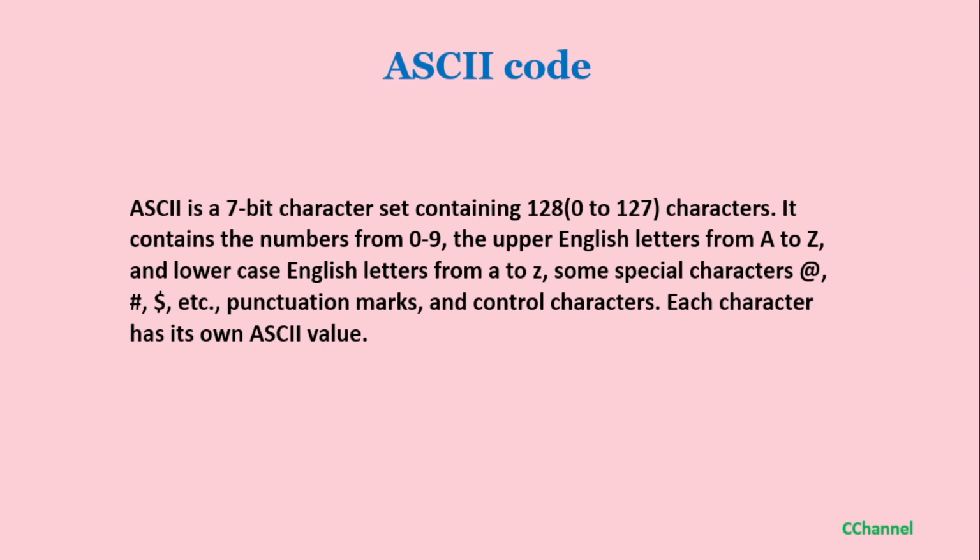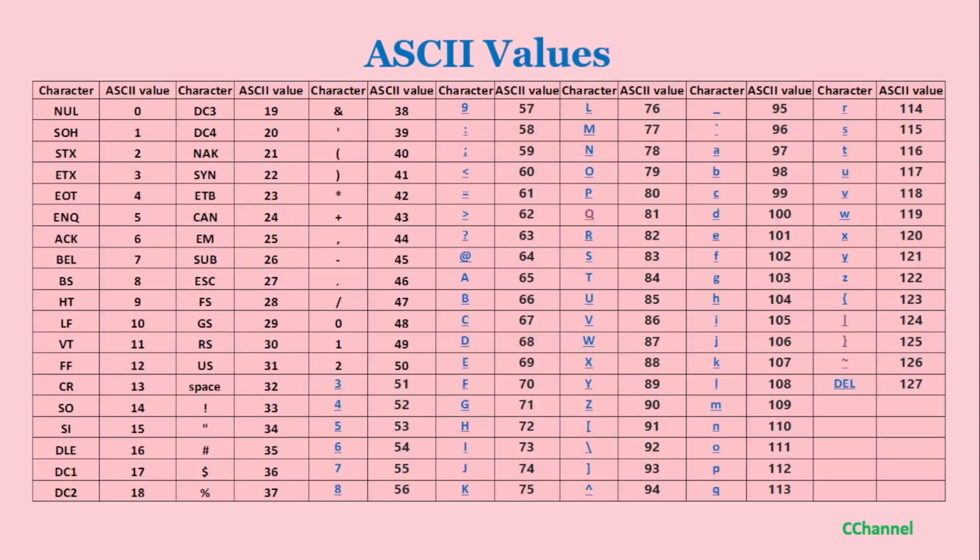It contains the numbers from 0 to 9, the uppercase English letters from A to Z, and lowercase English letters from a to z, some special characters like @, #, $, etc., punctuation marks, and control characters. Each character has its own ASCII value. These are the characters' ASCII values.